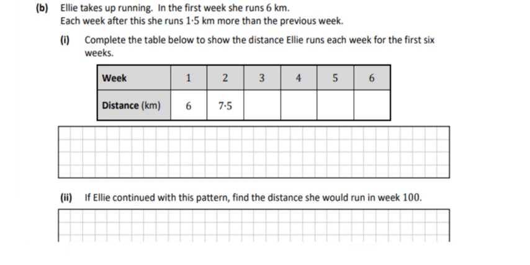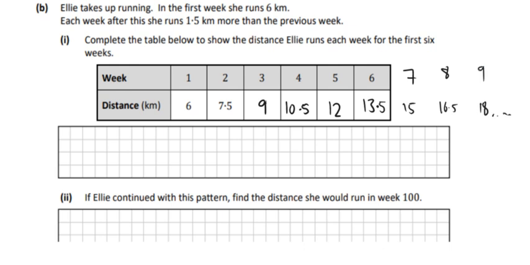Here then we're just going up in 1.5, so add on 1.5 and we get 9, then add on another 1.5 and we get 10.5. And then we get 12, and then we get 13.5. If Ellie continued in this pattern, find the distance she would run in week 100. So we could just keep going on and getting, so then 7 would be 15, and then 8 would be 16.5, and then 9 would be 18, and so on.